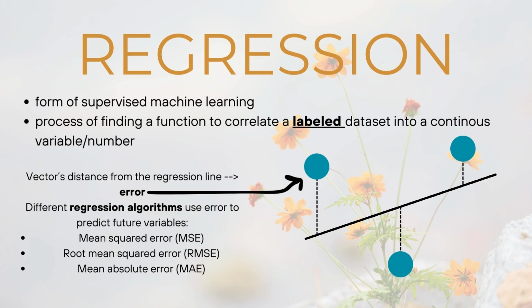So we can also find the vector's distance from the regression line, also known as error. Different regression algorithms use error to predict future variables. We have mean squared error, root mean squared error, and mean absolute error. You can see how each dot differs in the distance from the main regression line.